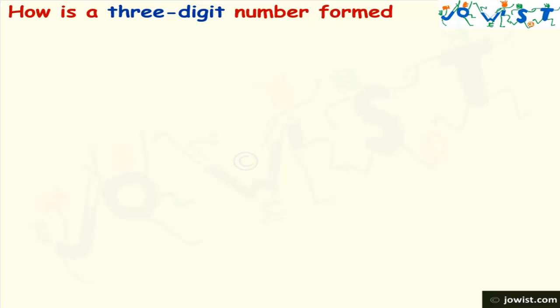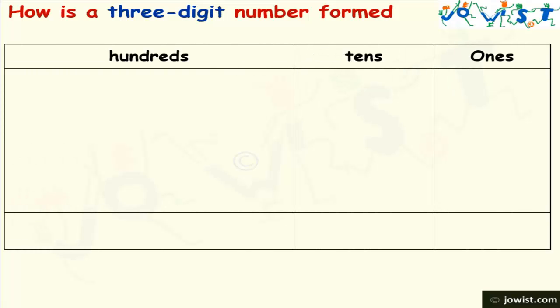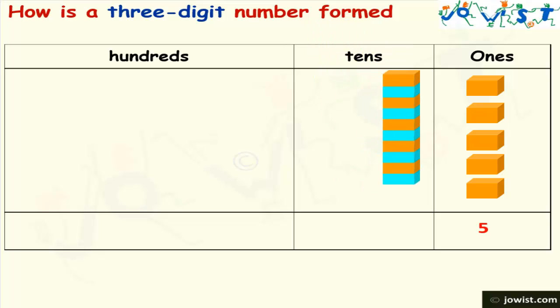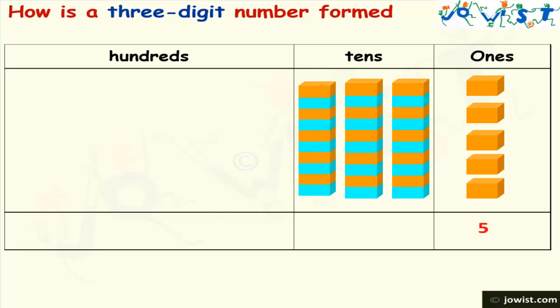Moving on to one more example. Again we have tabular representation. We have 1, 2, 3, 4 and 5. We have 5 ones. So we will write 5 in the ones column. 1, 2 and 3. 3 tens. So we will write 3 in the tens column.